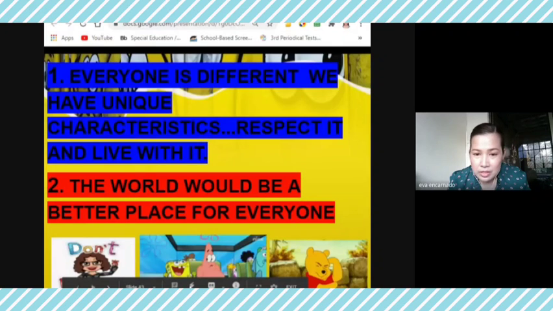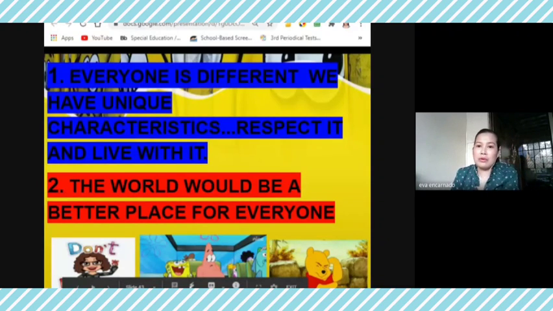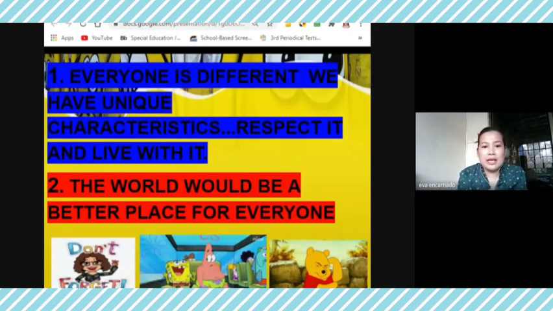Alright, so this is now our conclusion that everyone is different. We have unique characteristics, respect it, and live with it. Okay? The world would be a better place for everyone kapag tayo ay marunong mag-respect with our differences. Okay, class? So, I hope you now understand the good and bad effects of stereotyping and what is stereotyping all about, because this is now the end of our discussion.